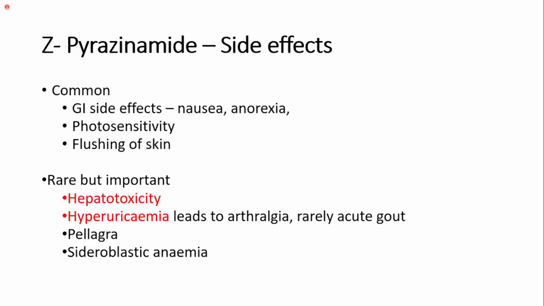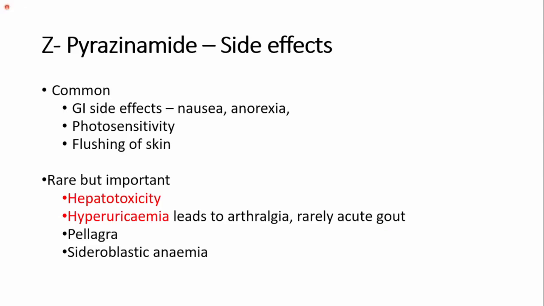You can also have skin side effects with photosensitivity and flushing of the skin. Other than that, there can be rare but important side effects like hepatotoxicity, again with pyrazinamide as well, and also hyperuricemia. If you look at all the first-line anti-TB medicines, pyrazinamide is considered the most hepatotoxic. So when we give this to somebody with liver disease, pyrazinamide is the one that we try to introduce last because of its high hepatotoxicity.